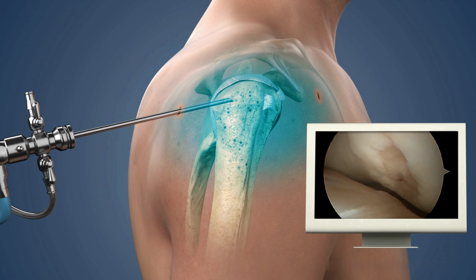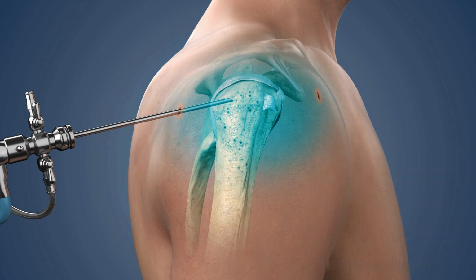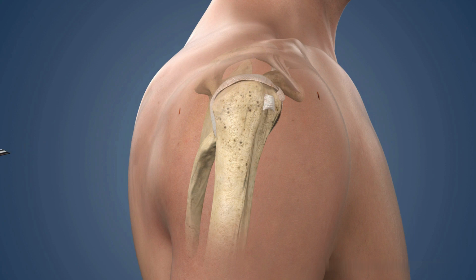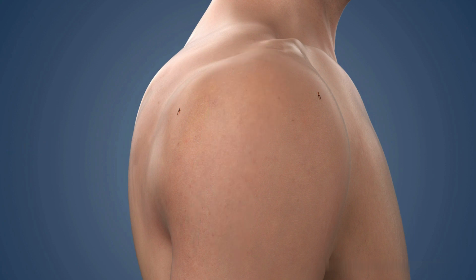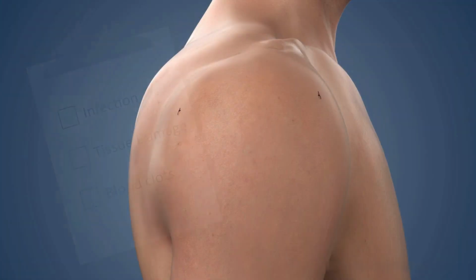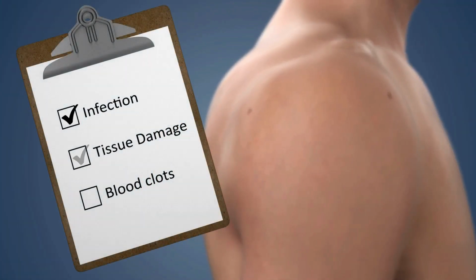In order to provide more room to protect your repaired tissue, many surgeons will remove bone spurs from the underside of the bone above the joint, known as the acromion, which is part of the scapula. Your surgeon will remove severely damaged or scarred tissue from your torn tendon. Risks are minimal and may include infection, tissue damage, or blood clots.